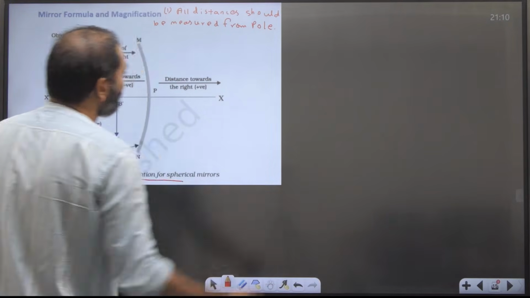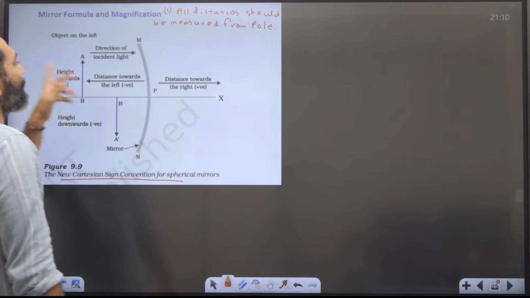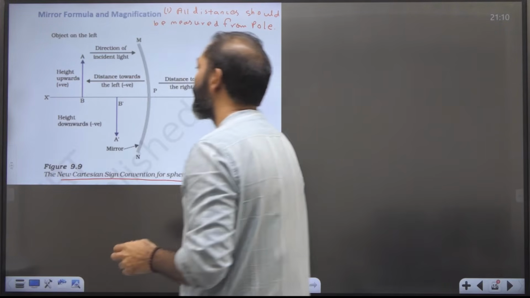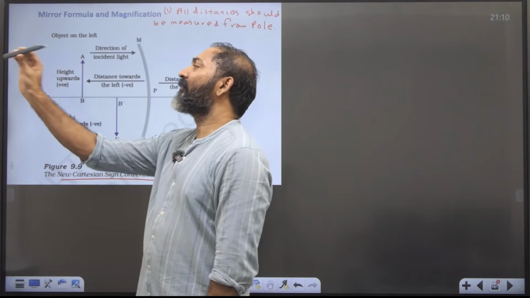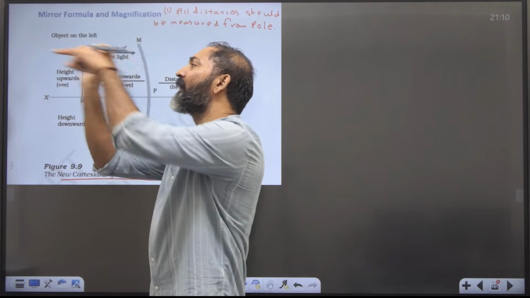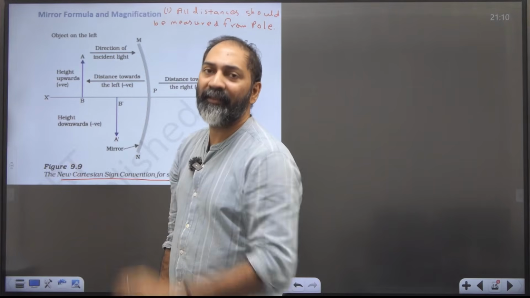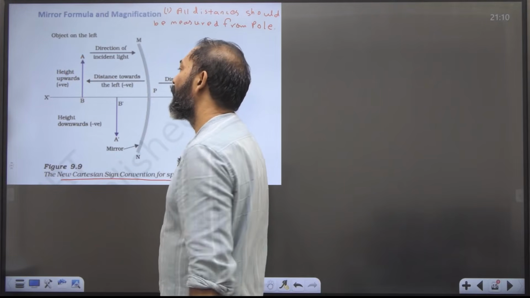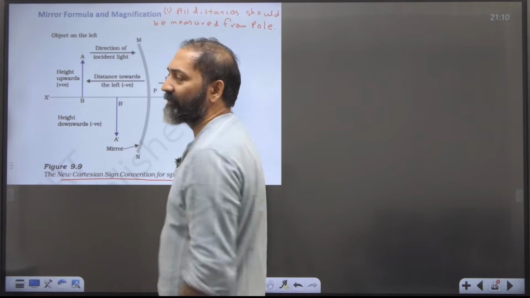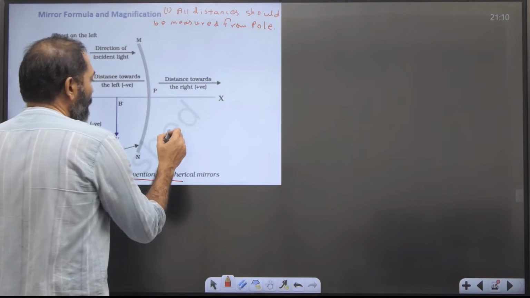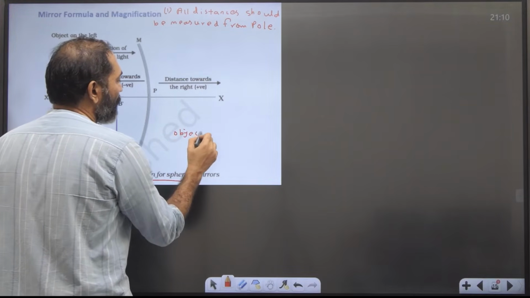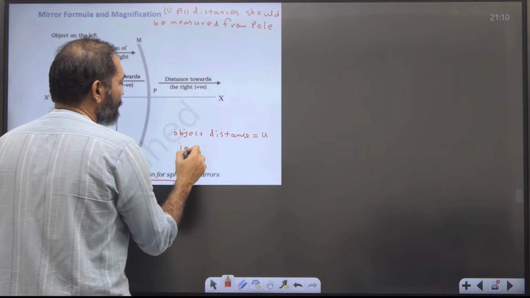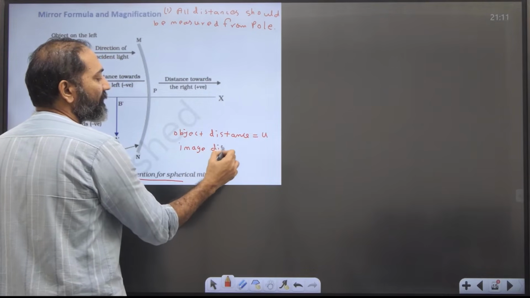Distances to the right side positive, distances to the left side negative. Now, when I take a measurement from pole, if the direction of incident light is coming opposite to my measurement, then you have to give minus sign. For example, in this case, this is the object. So, when you consider the object distance denoted by letter u, image distance v. What is the image distance? v.